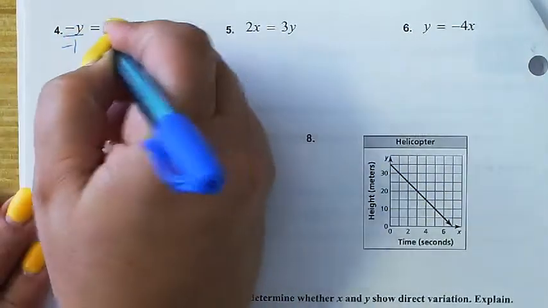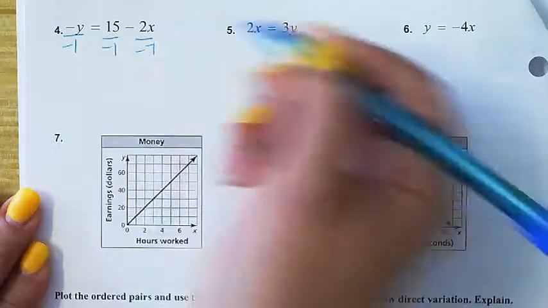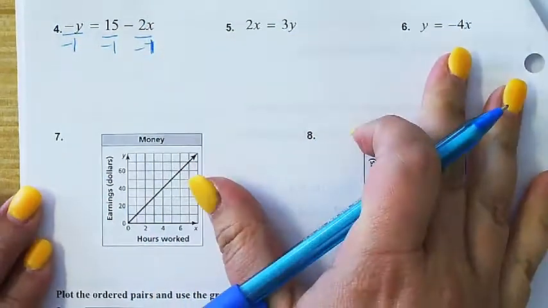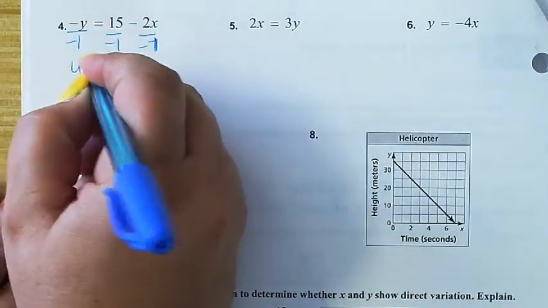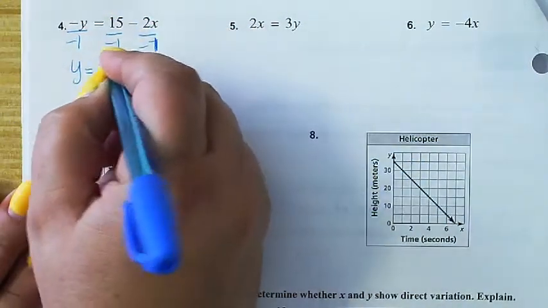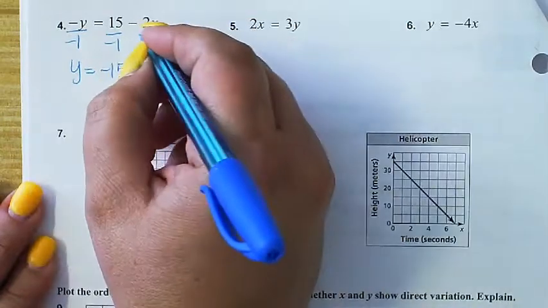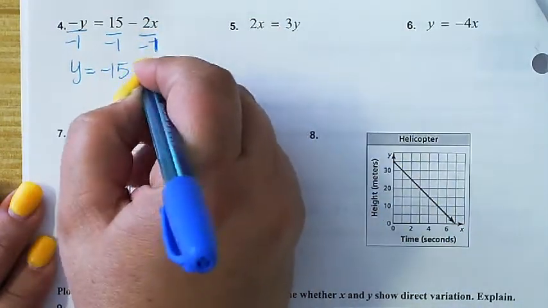So we are going to divide through by a -1. Make sure you divide everything. Oops, that's supposed to be a 1. Okay. And that way, when I divide a negative by a negative, I get a positive. 15 divided by -1 is a -15. And then a negative divided by negative is a positive 2x.